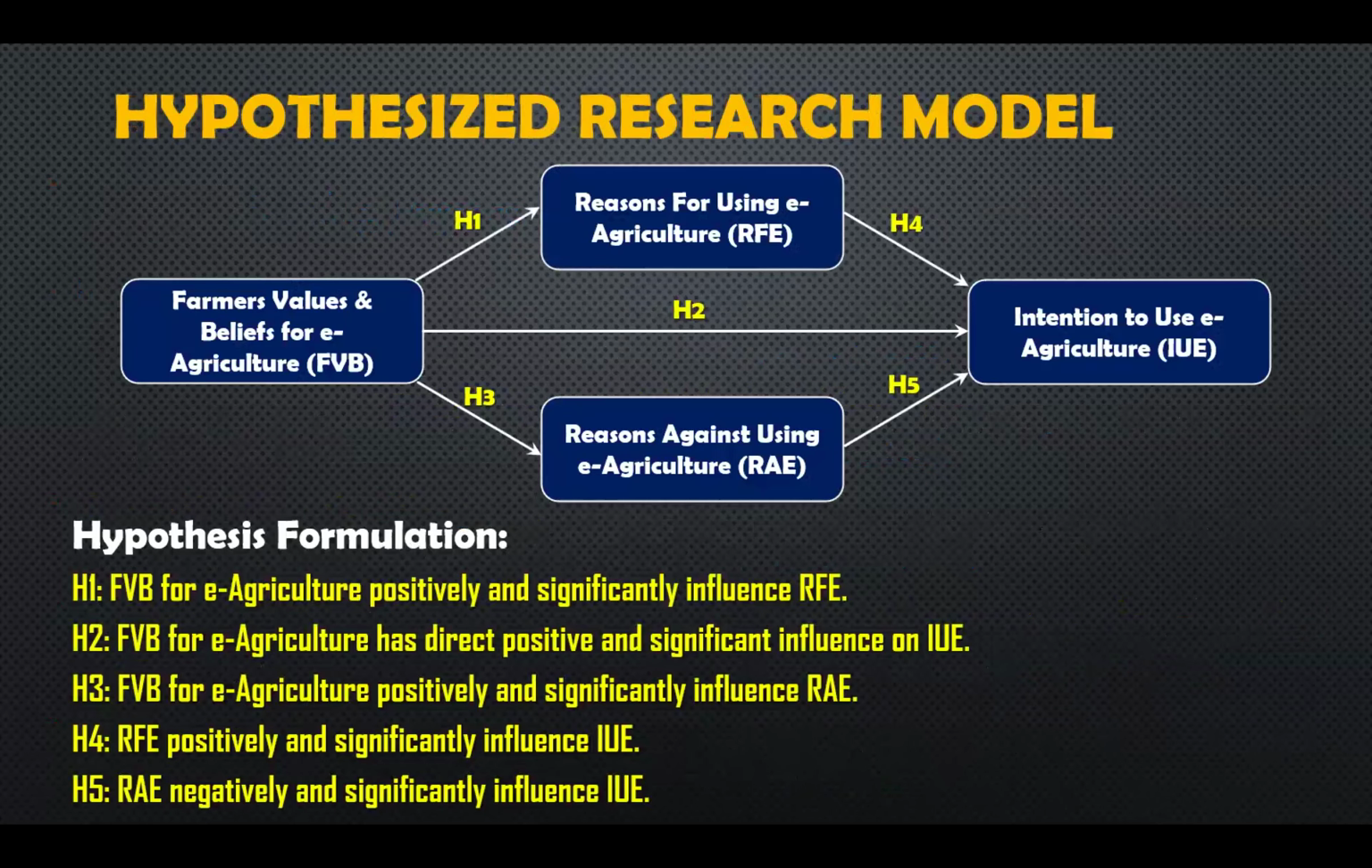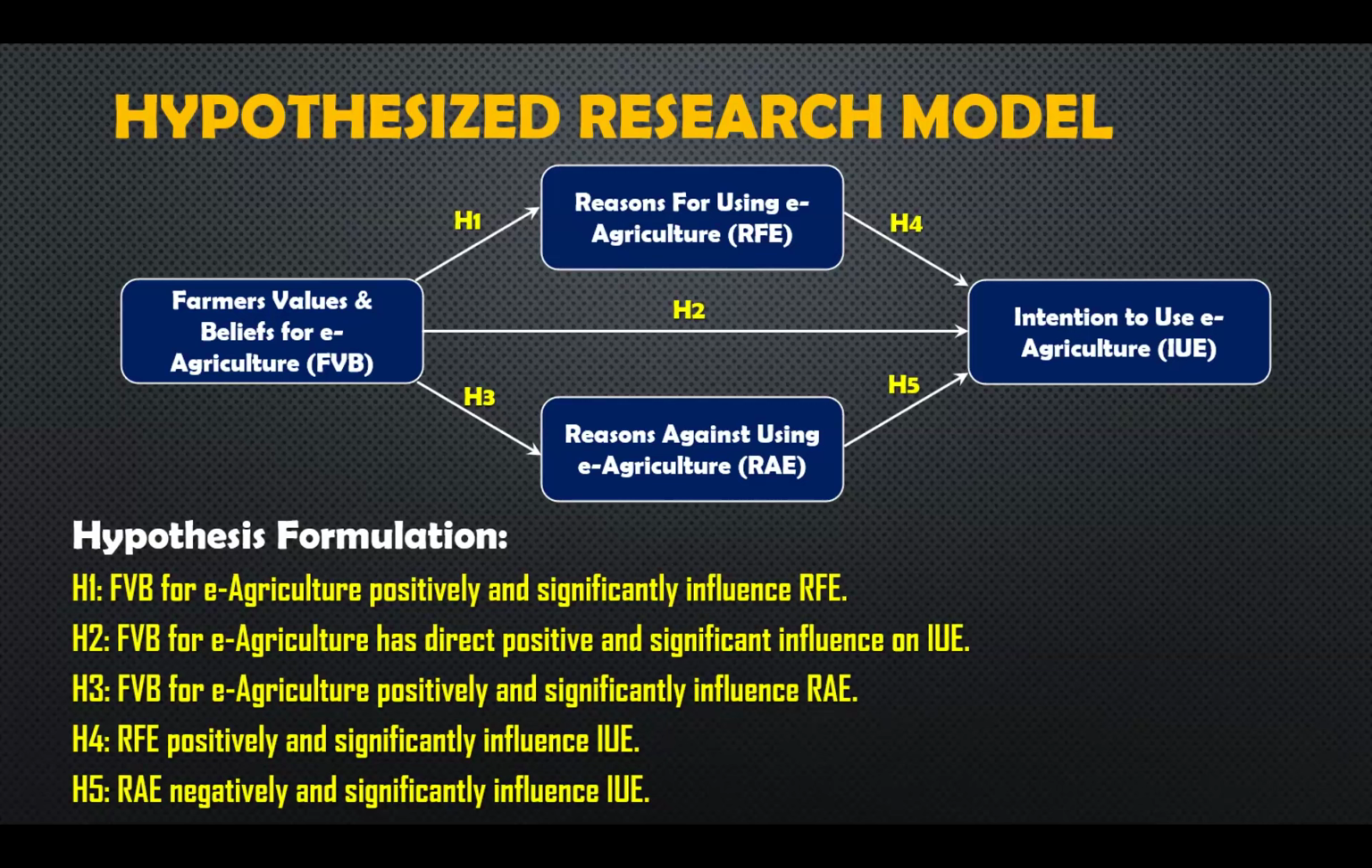So this is the hypothesized research model, where we have connected the four constructs: farmer values and beliefs, reason for using e-agriculture, reason against using e-agriculture, and intention to use e-agriculture. So there are 5 hypotheses. H1, that is farmer values and beliefs for e-agriculture positively and significantly influence reason for using e-agriculture. H2, that is farmer values and beliefs for e-agriculture has a direct positive and significant influence on intention of using e-agriculture.